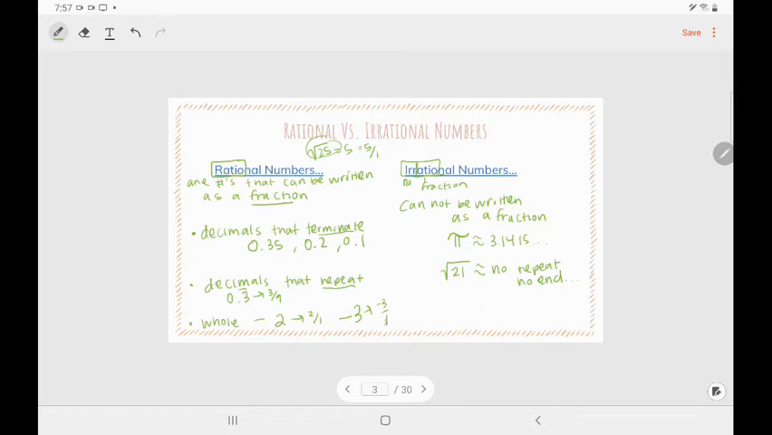One last thing, if you have pi divided by 2, now I know I said rational numbers can be written as a fraction, but if a fraction ever has pi in it, we are going to say that it is irrational, because if we typed it into our calculator, that's equal to a decimal that does not stop and does not repeat.